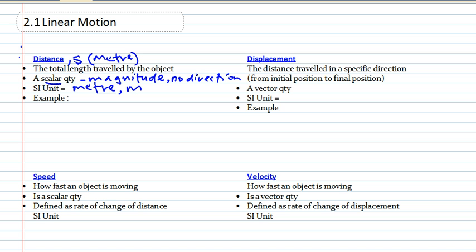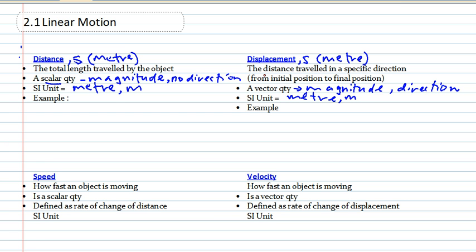Alright, now contrast this with displacement. Displacement is also represented by the symbol S, and it is also measured in meters. So here's where the confusion sometimes comes in, yeah? Students tend to confuse displacement and distance. But actually there's a very clear difference between them, and the difference is this: displacement is a vector quantity, which means that it has magnitude, a value, and it has direction. That's the most important difference between displacement and distance, and hence you get a different meaning, yeah?